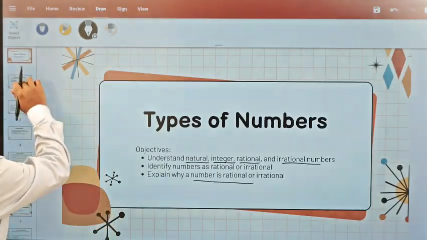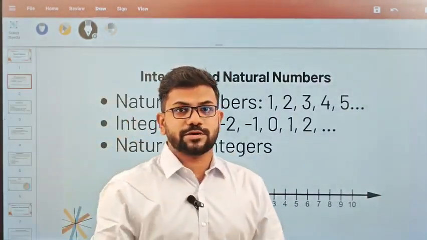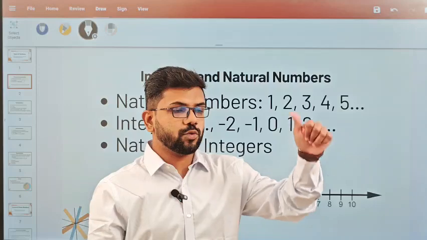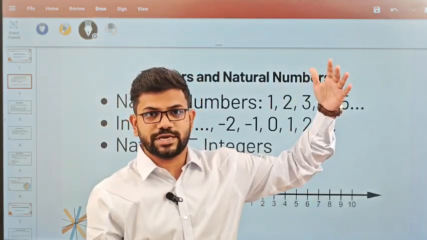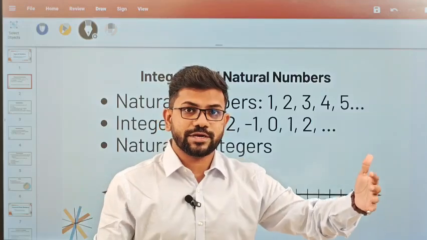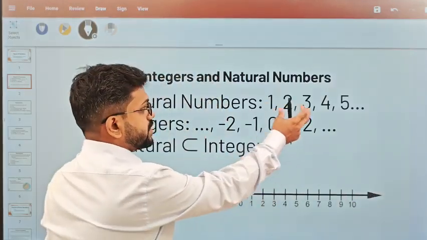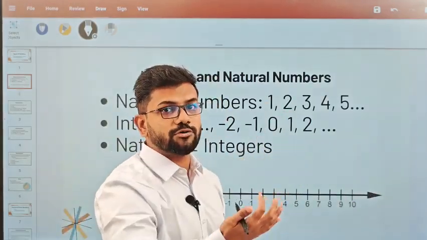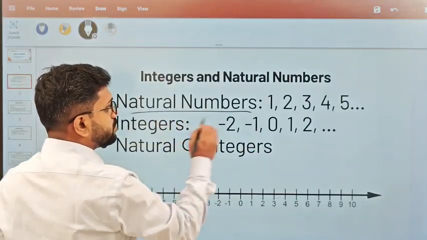Okay. To begin with, natural numbers are basically counting numbers. Let's say 1, 2, 3, 4 up to positive infinity. These are all counting numbers. Let's say how many are there. The numbers that represent how many, those are counting numbers, and those are known as natural numbers.